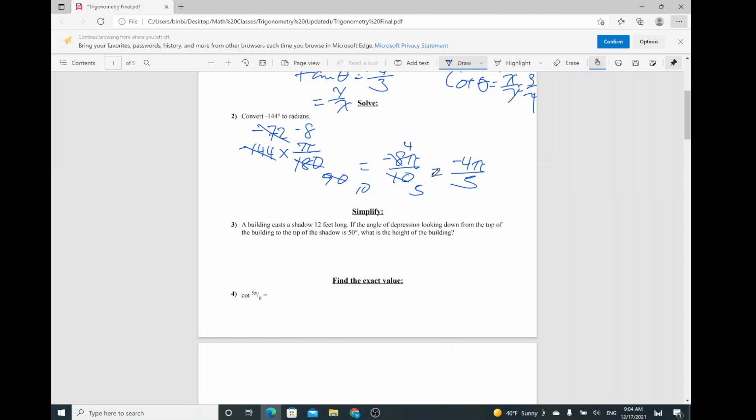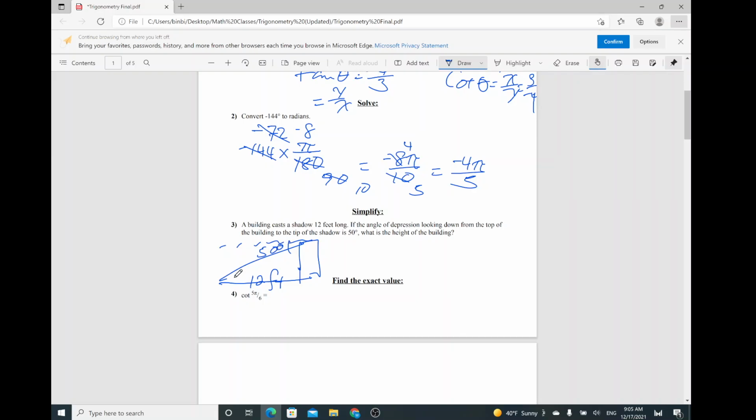Now let's see what else we have right here. A building casts a shadow 12 feet long. So here's the building, casting a shadow 12 feet long. If the angle of depression looking down from the top of the building to the tip of the shadow is 50 degrees, so here's the angle of depression, 50 degrees, what's the height of the building?